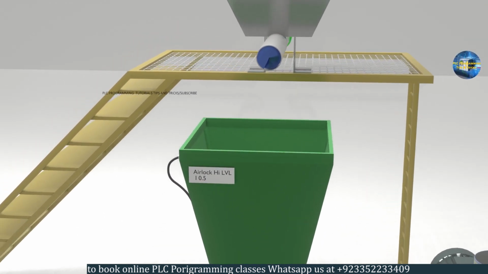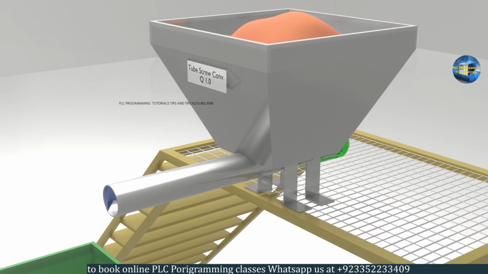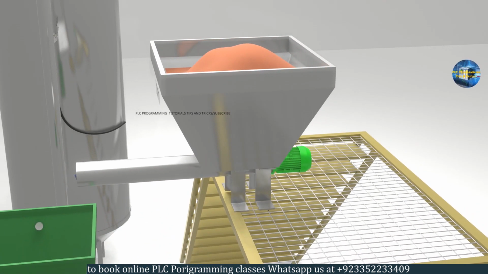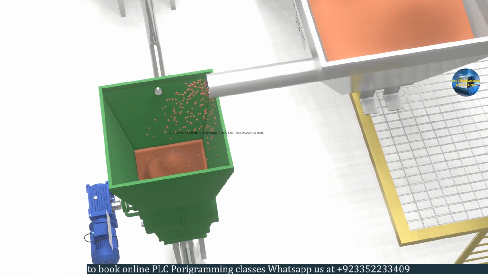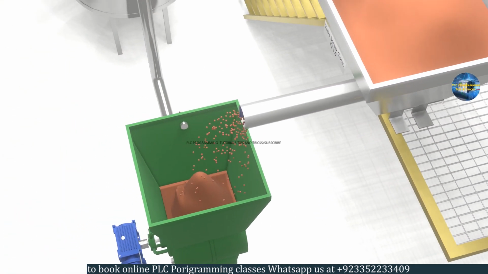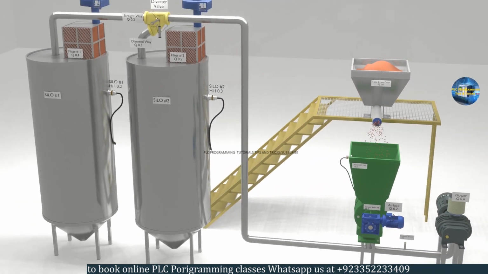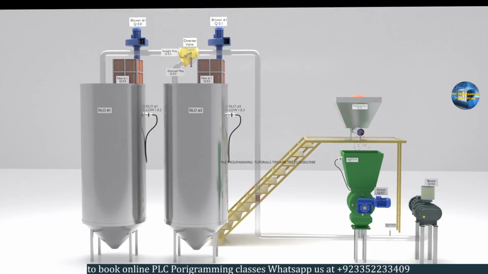Next, we have a tube screw conveyor Q1.0. This tube screw conveyor has a screw inside it. When this screw rotates, it transfers material from one end to another. In today's tutorial we will make the logic to transfer material from this tube screw conveyor to the silos. We will make the PLC ladder logic program to control the whole process.